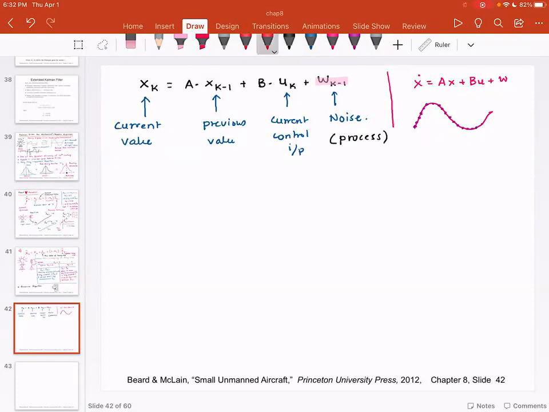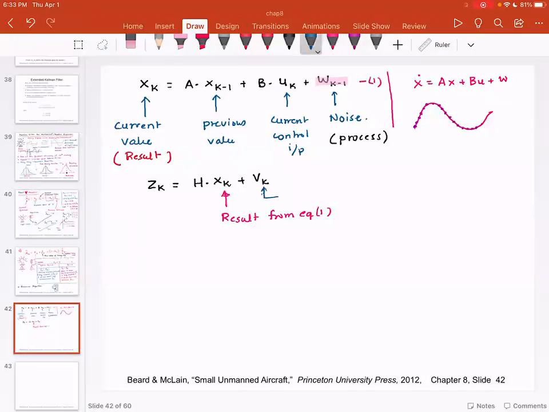Now, what are we getting from here? We are getting the value of the current state. This is my output, calculated by this equation. I'm going to call this the result. What I want to do is convert this result into a measurement, which is h times xk plus, again, some noise, since the measurement has noise. So this is the result from equation 1, and this is the measurement noise.